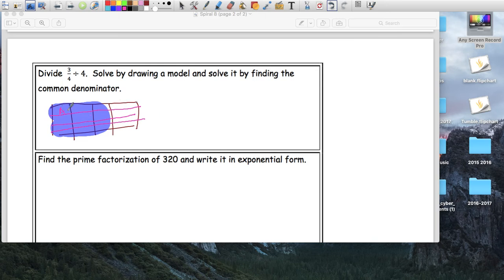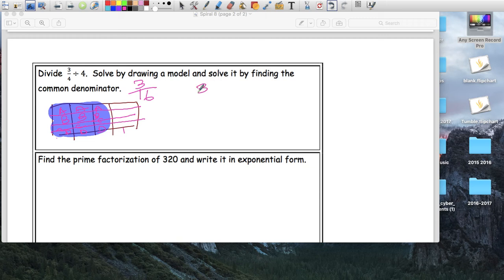So person A gets these 3 slices, person B gets these 3, person C gets these 3, and person D gets those 3. So person A got 3 pieces out of how many in total? Well, make sure you count every single piece, including these ones that are not shaded. So it's 1, 2, 3, 4, a 4 by 4, which is 16, 3 over 16.